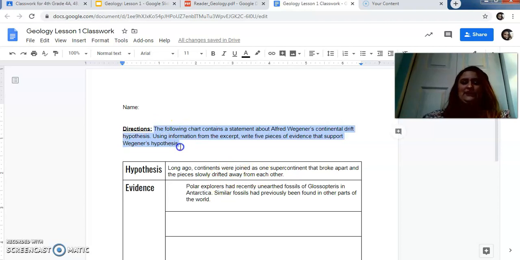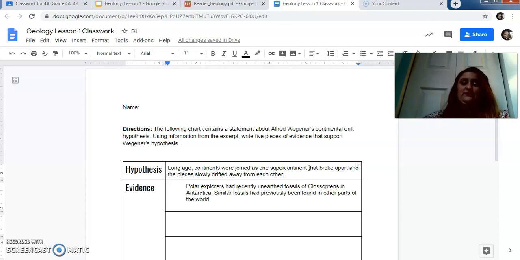It says the following chart contains a statement about Alfred Wegener. I know it looks like it's a W, but it's pronounced Wegener. The continental drift hypothesis. Using information from the excerpt, write 5 pieces of evidence that support Wegener's hypothesis. So his hypothesis, and this is pretty much the whole point of reading this chapter, is that long ago, continents were joined as one supercontinent, they called it Pangea, that broke apart, and the pieces slowly drifted away from each other. So that is Wegener's continental drift theory, and it's now accepted.